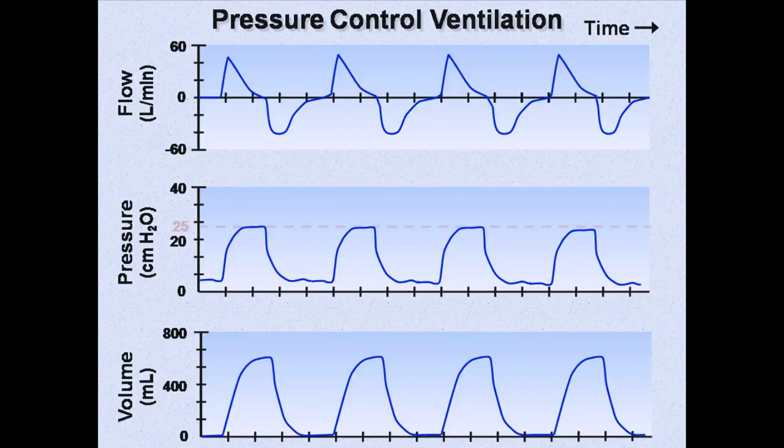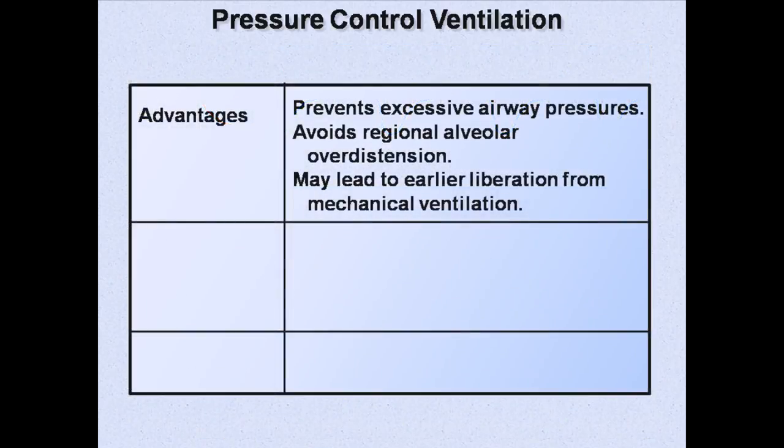The inspiratory pressure is set at 25 centimeters of water. The flow starts high with each inspiration, then rapidly declines. This is known as a decelerating flow contour, and with pressure control ventilation, it is simply a consequence of lung mechanics. There are many advantages to pressure control ventilation.